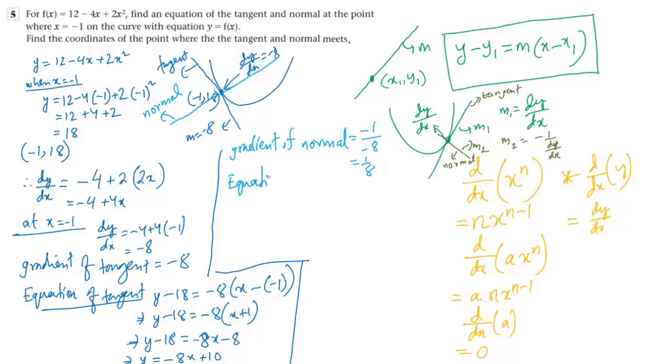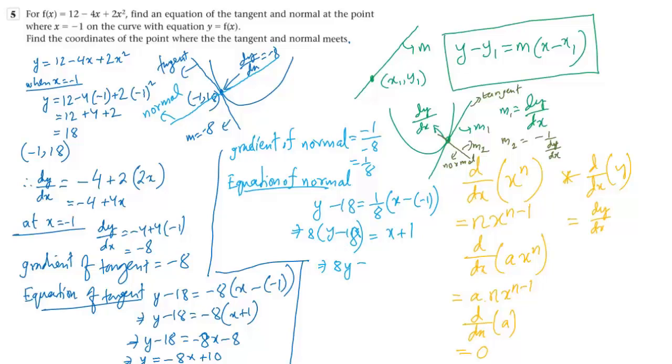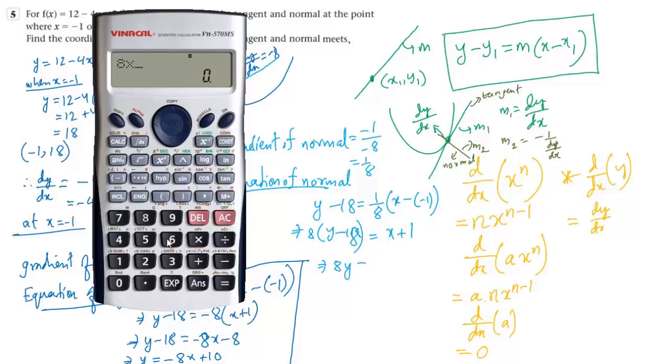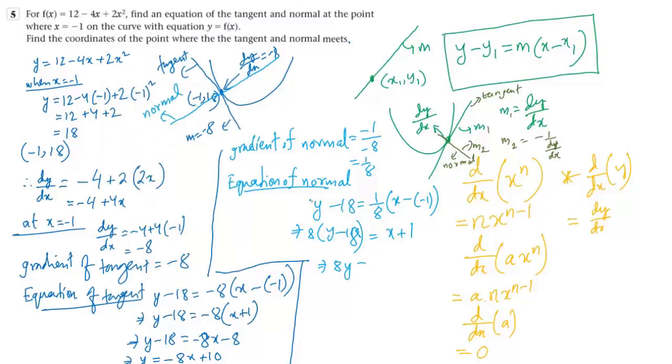So the equation of the normal line is going to be the same as the equation of any line: y minus y1, which is 18, the gradient is 1 by 8, times x minus x1, so x minus minus 1 will become positive. So cross multiply; it's always a good idea to leave out the fractions. So 8 into y minus 18 equals x plus 1. So 8y minus 8 into 18, which is 144, equals x plus 1. Ultimately it becomes 8y equals x plus 145. That is the equation of the normal.